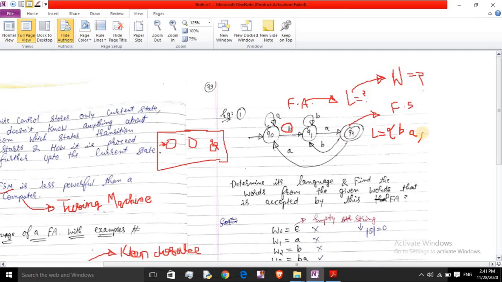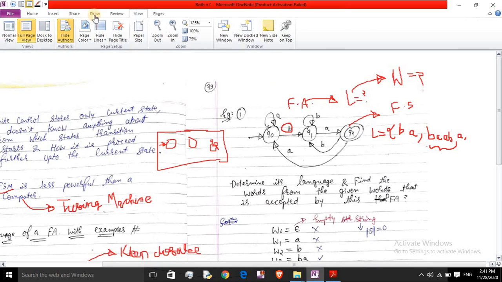If we have a word like this, BA is accepted. Suppose we have another word, A, B, A. It is also accepted by this machine, because now look at this.